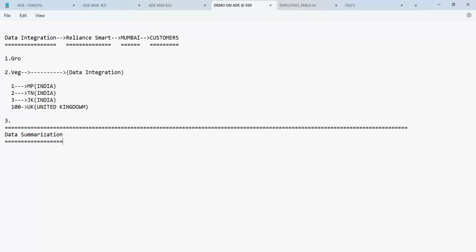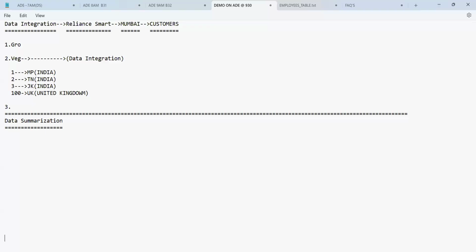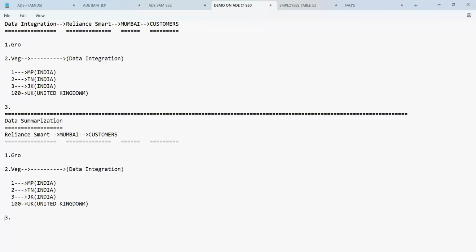When we talk about data summarization, I will take another example, or else the same example. I'm taking the same example of Reliance Smart. Everyone, let's try to see it here. Reliance Smart, everything is here.